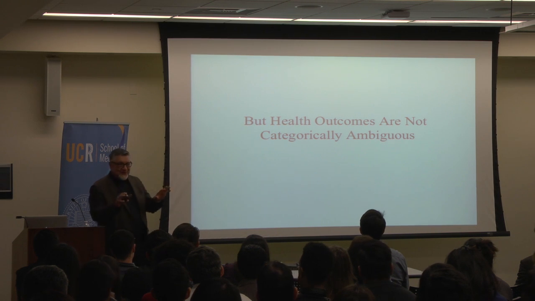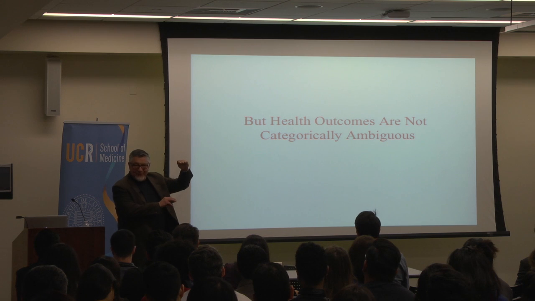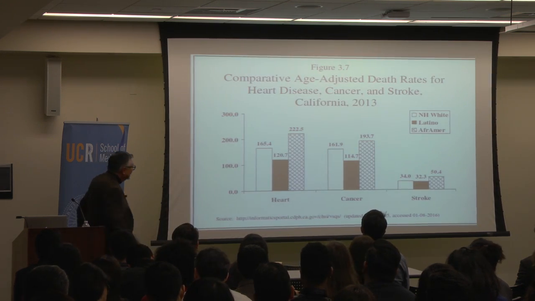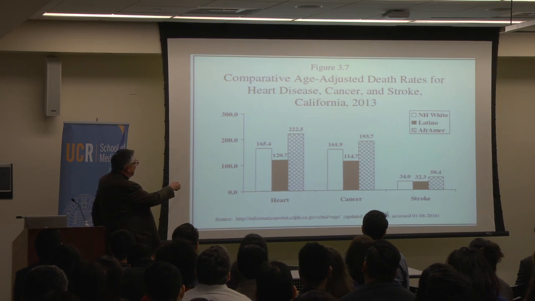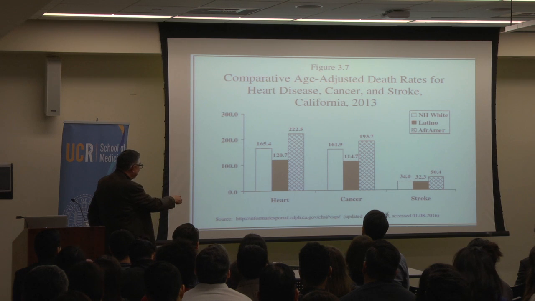So the race categories are ambiguous, and then we have this big chunk of overtly racially ambiguous babies, but the outcomes are not ambiguous. We've been following them as we look at heart disease. This is California data, and these are in the new edition, La Nueva California.